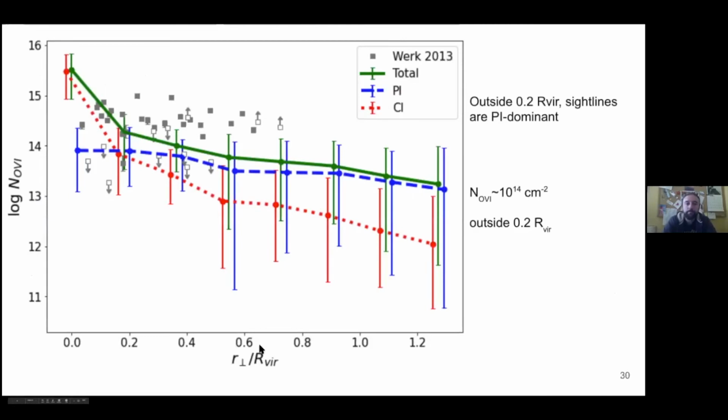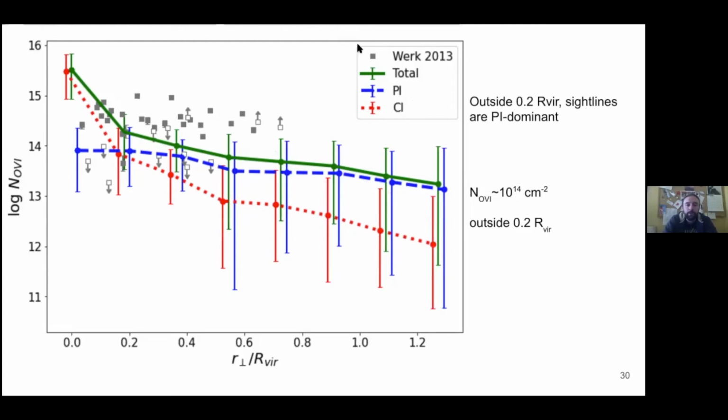This is another quantitative view of the same thing. So this is the median sightline oxygen 6 column density as a function of impact parameter. And the point here is that the blue dashed line is photoionized, the red dotted line is collisionally ionized gas, and the green is the total. So this is the oxygen 6 actual profile. And so after about 0.2 Rvir, sightlines are mostly dominated by photoionized gas at redshift 1. That's where we're doing this.